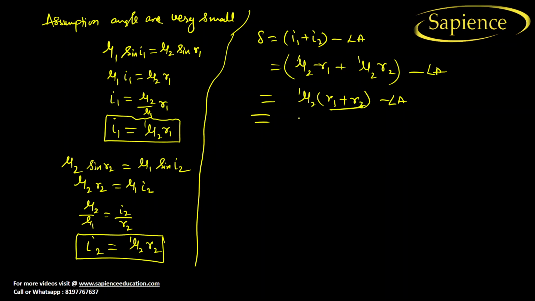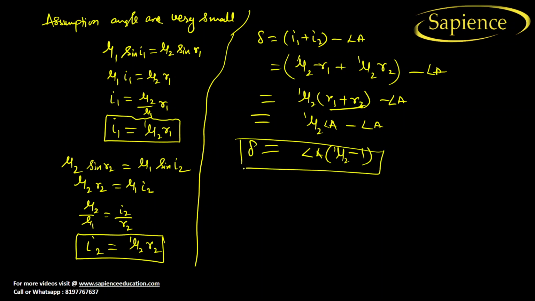From here, R1 plus R2 is your angle of prism only. So mu 2 1 times the angle of prism minus the angle of prism. The angle of prism is common, so mu 2 1 minus 1 times the angle of prism is the angle of deviation. This is the formula for the angle of deviation for the prism. I hope you have understood this.